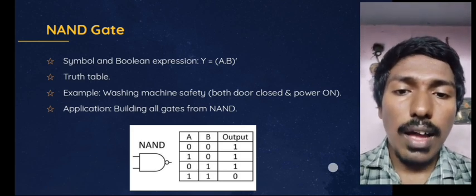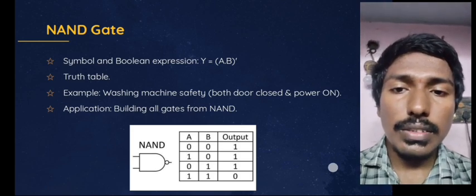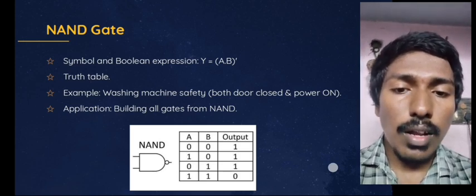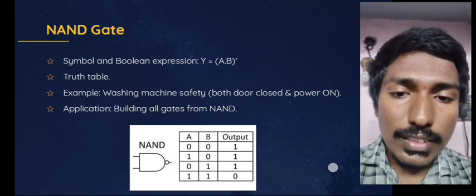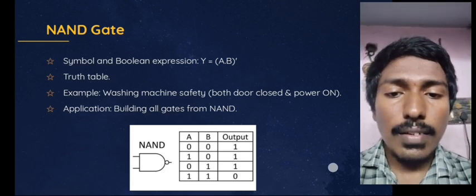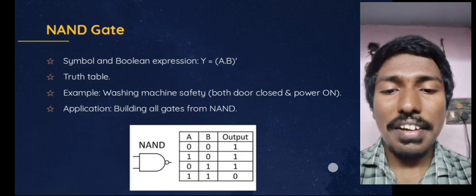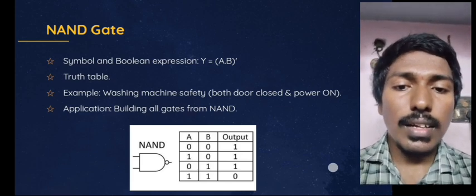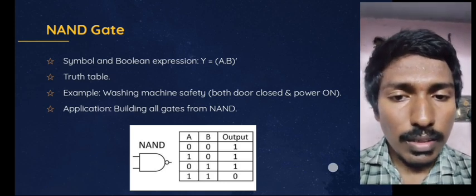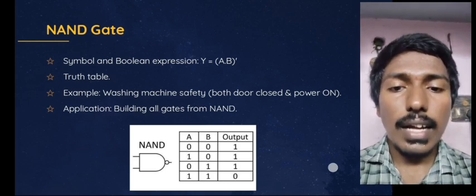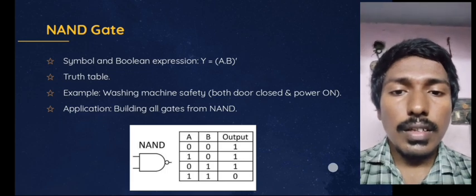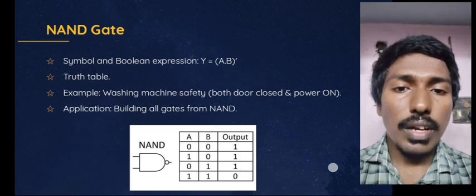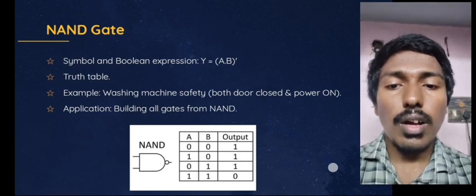Applications: building all gates from the NAND gate. We can use the NAND gate as a universal gate. You see a small bubble in the symbol of the NAND gate. The NAND gate is built with AND and NOT. So the bubble on the AND gate is NOT, meaning the output is inverse or complement. So the Boolean expression is Y is equal to A into B whole complement.